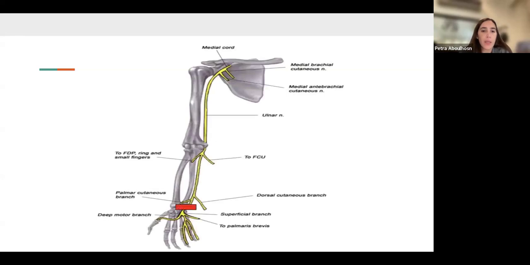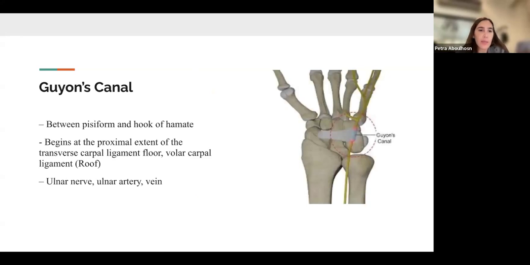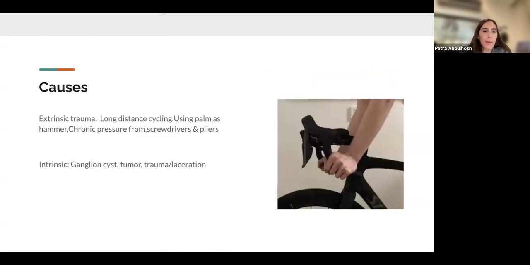Okay, next, an insult in this area. It's the famous Guyon's canal. The canal is made between the two carpal bones, the pisiform and the hook of the hamate. It begins at the proximal extent of the transverse carpal ligament, and the roof of it is the volar carpal ligament. I have more pictures to show you exactly what I'm talking about. What runs through it is the ulnar nerve, ulnar artery, and vein as well.